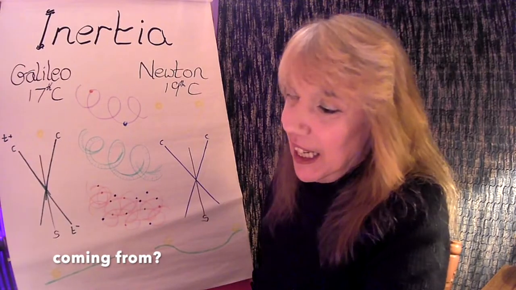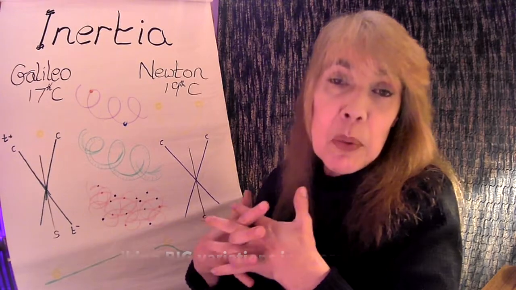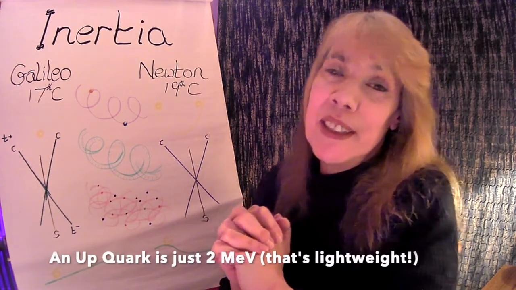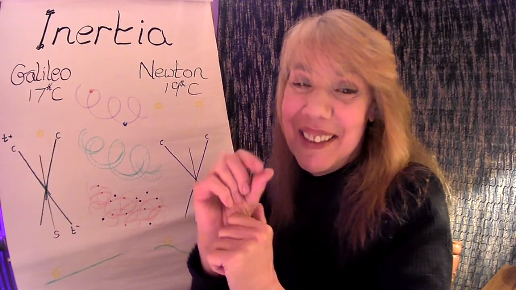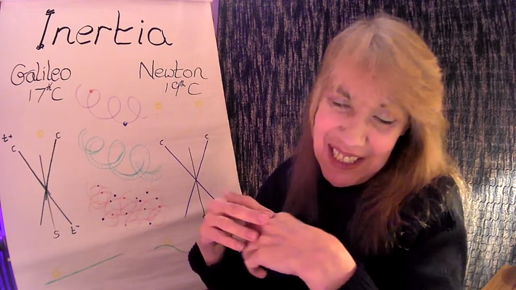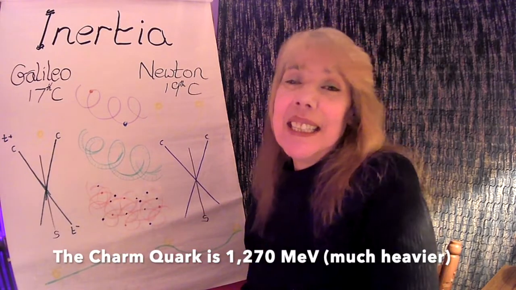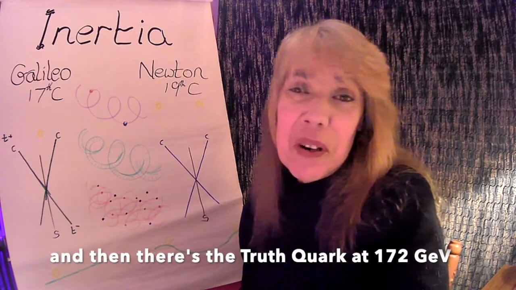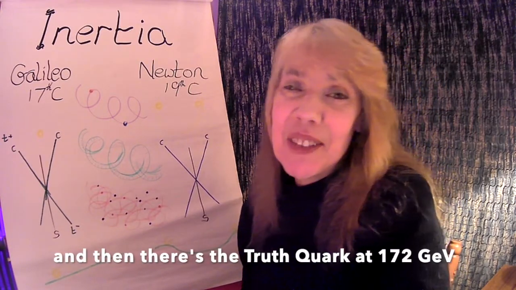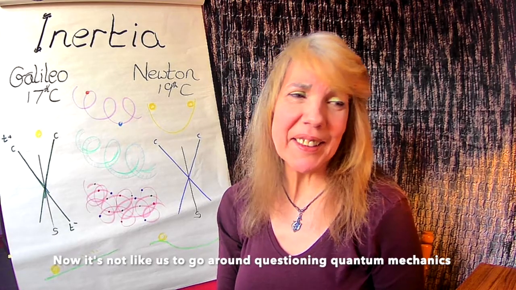Well, you're talking about big variations in energy here, and you've got to remember that an up quark is just 2 MeV light. That's mega electron volts in my world. It's tiny though, it's very tiny. And the charm quark is 1270 MeV, which is pretty hefty. And then you've got the truth quark, which is 172 GeV, i.e. gargantuan.